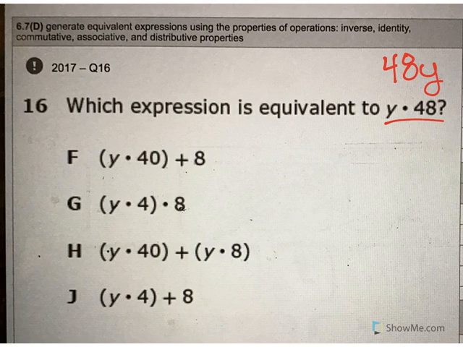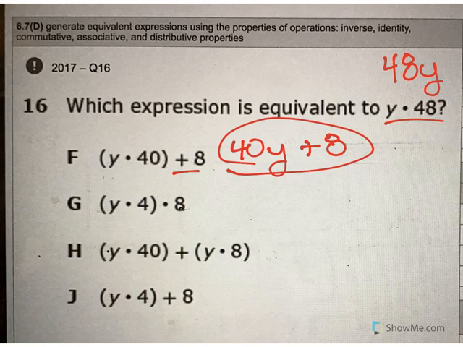Meaning, any of these answers below, if I simplify them correctly, I should get 48y, and if I don't, I did something wrong. All right, so let's check F. Y times 40 is 40y. Now, I'm adding 8. These are not like terms. I can't add a 40y and an 8. Now, if it were 8y, I could add it and would get 48y. But this does not have a y, so F simplified would be that. This is kind of close, I guess, but it's not the same thing as 48y.